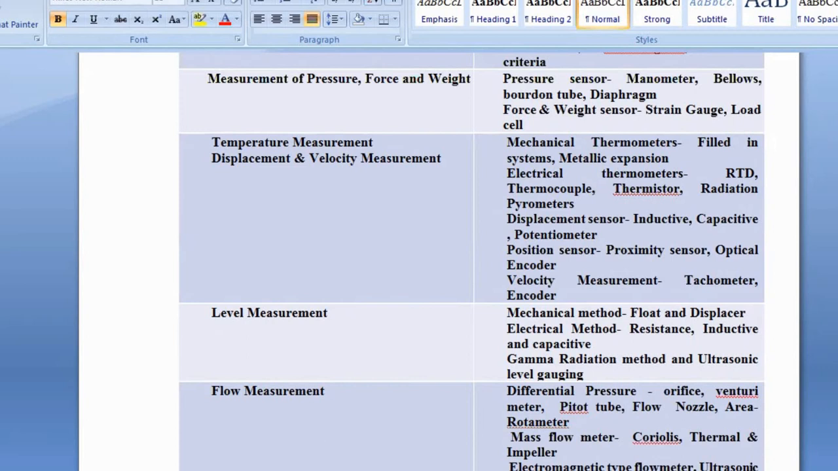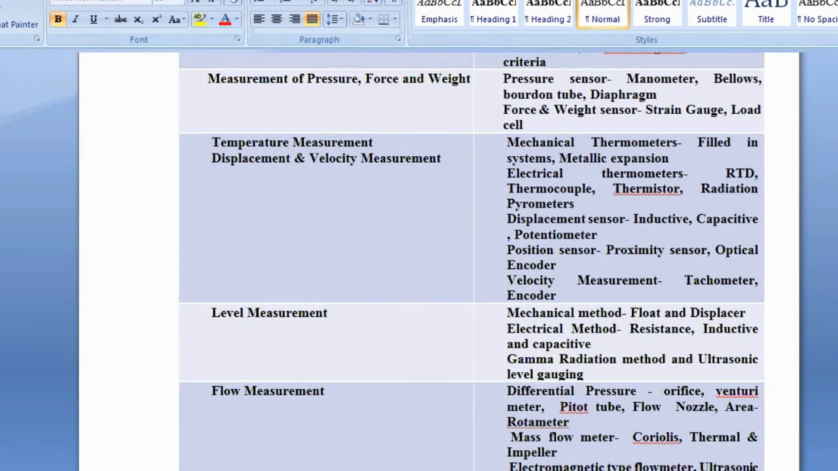If you are able to understand how to perform the orifice experiment, you will be able to perform other flow sensors like venturimeters and nozzles. The concept is almost the same, but you have to change the configurations only. That is the main difference.